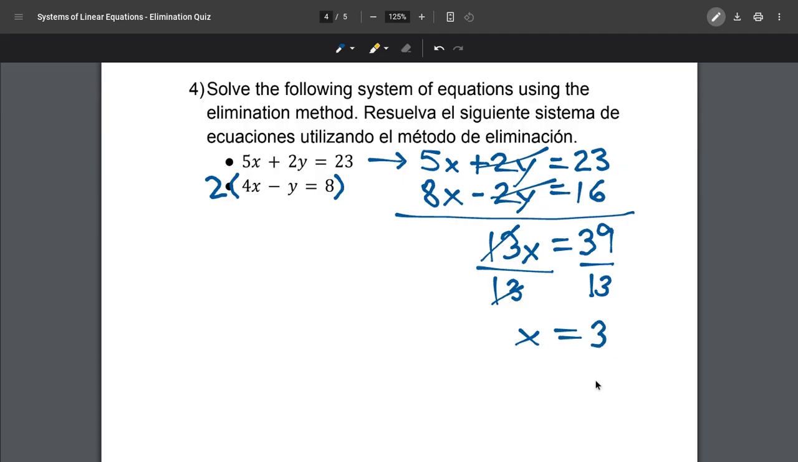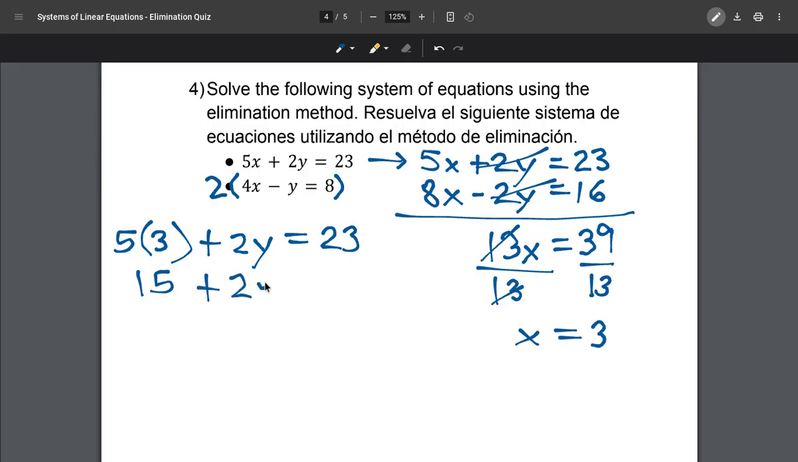Okay, so now we can plug it into either equation. I'll just pick the top, doesn't really matter. So I'm going to do 5 times 3 plus 2 times y equals 23. 5 times 3 is 15. Still have plus 2y equals 23.